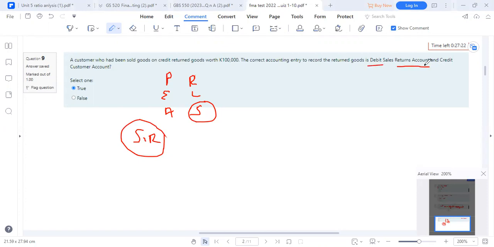Will be debited. The customer who is our debtor, to reduce them, we're going to credit. So we're interested in our sales returns. What do we do? We debit the sales returns. This is true. And credit the customer account. Why are we crediting the customer account? Because this customer was a debtor. To increase debtors, we debit them, but to reduce them, we credit them. So it is true.